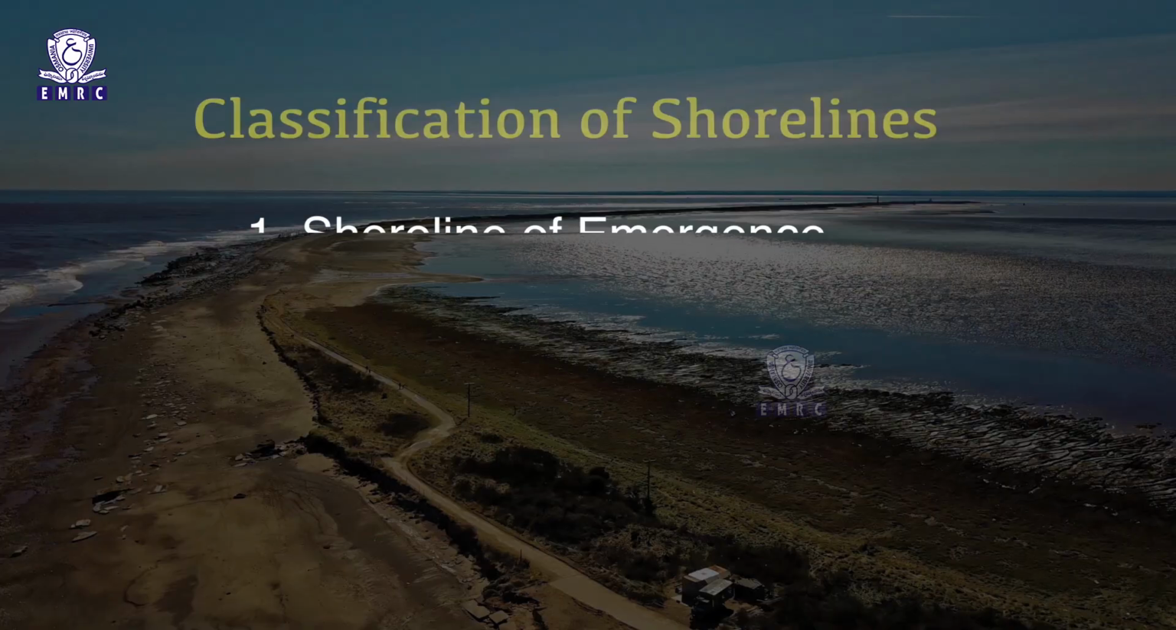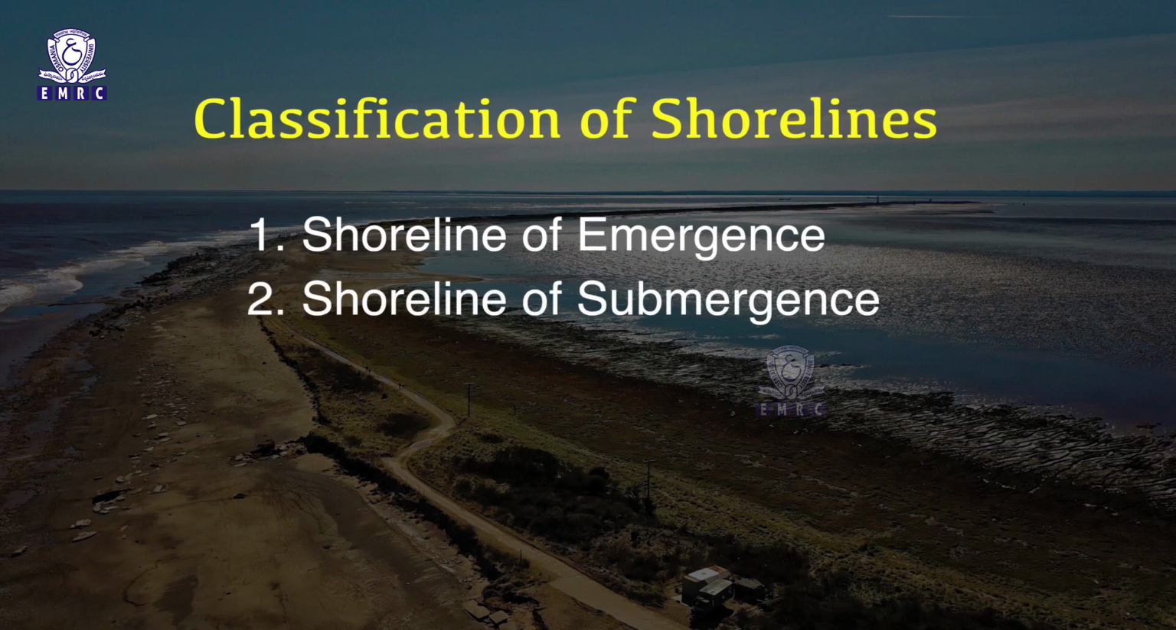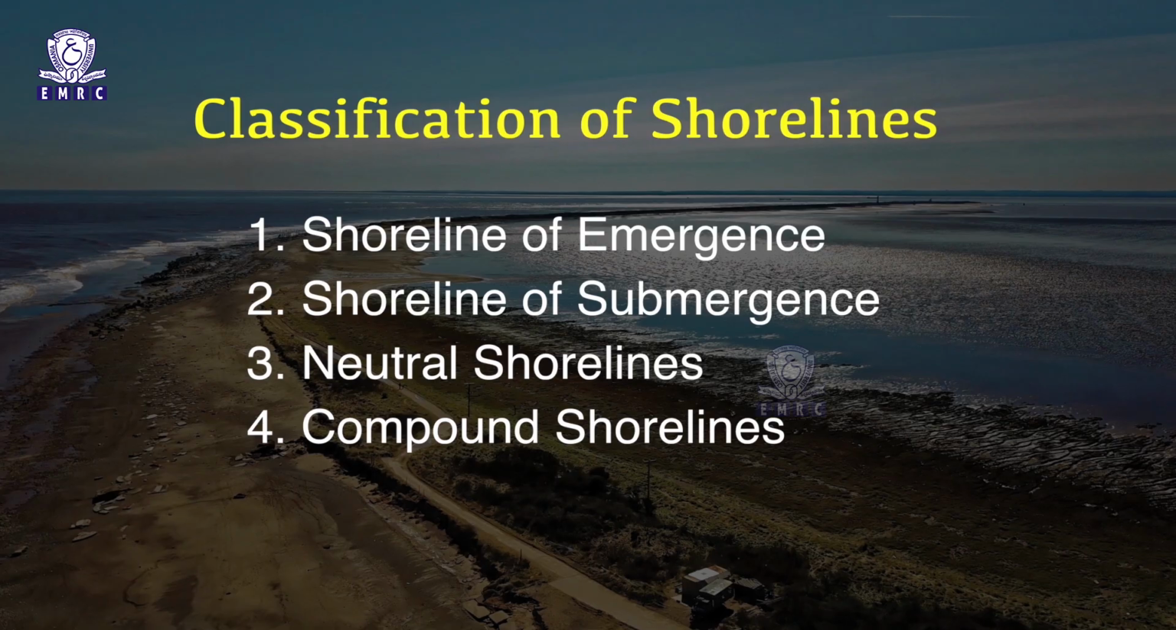Johnson has classified the shoreline as 1. The shoreline of emergence, 2. The shoreline of submergence, 3. Neutral shorelines, and 4. Compound shorelines.